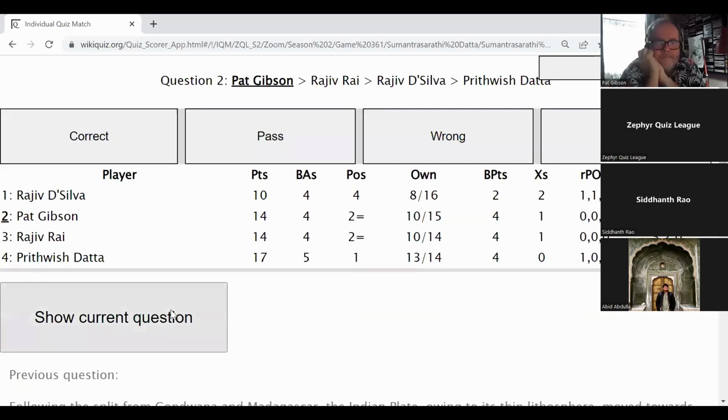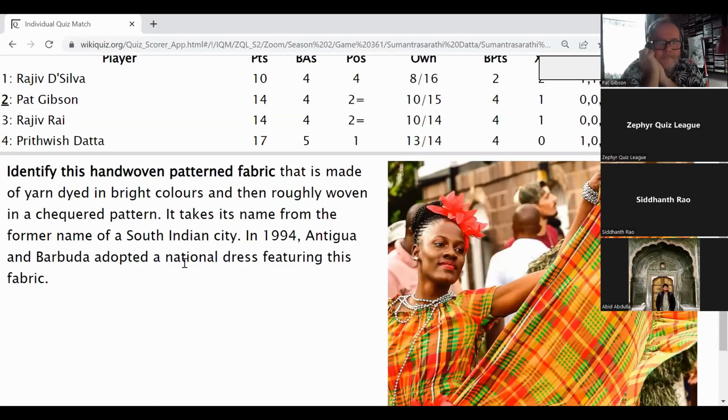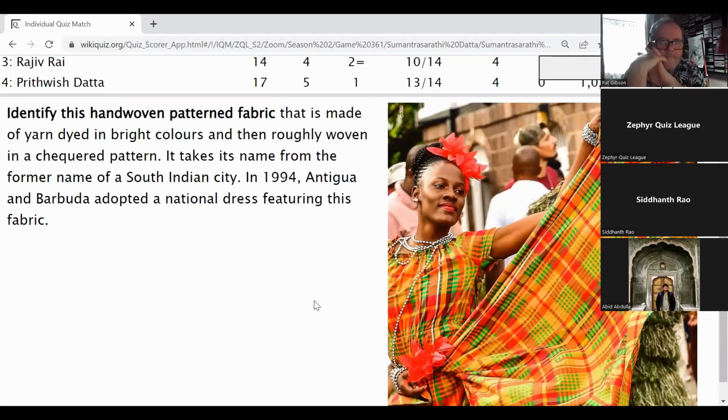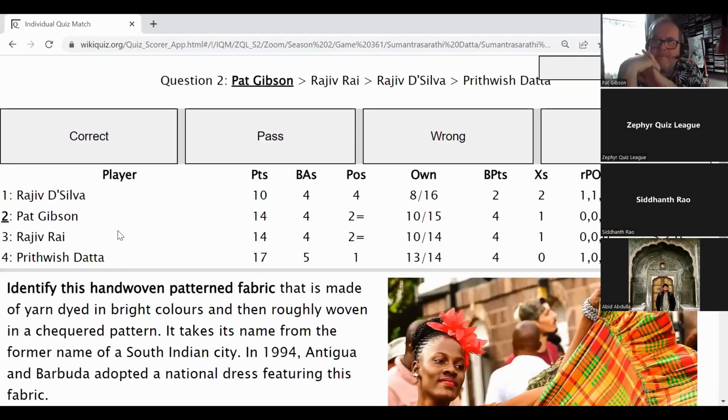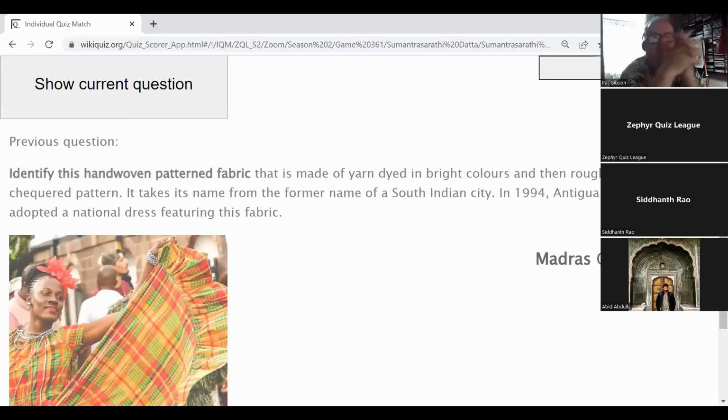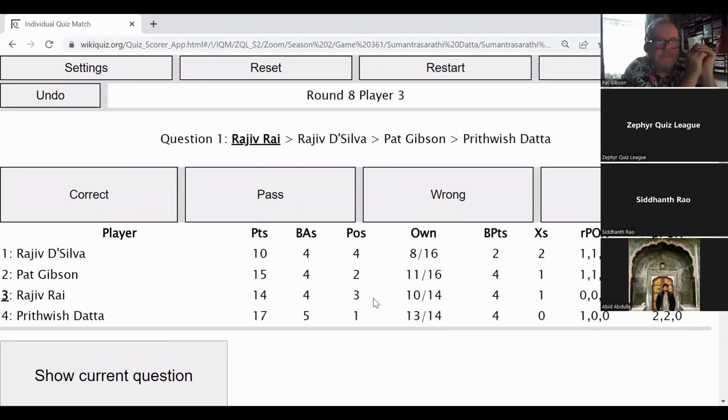And Pat's next direct. Identify this hand-woven fabric that is made of yarn dyed in bright colors and then roughly woven in a checkered pattern. It takes its name from the former name of a South Indian city. In 1994, Antigua and Barbuda adopted a national dress featuring this fabric. Madras fabric. It's a super answer. This is indeed Madras fabric.